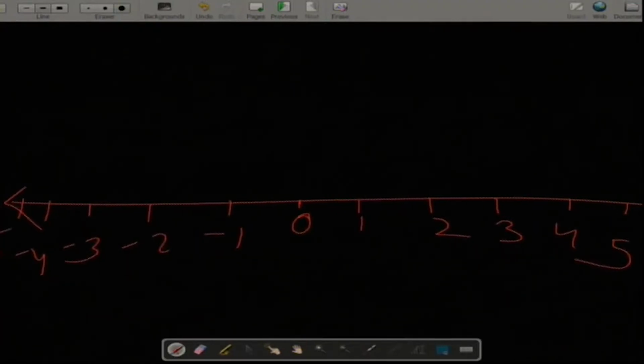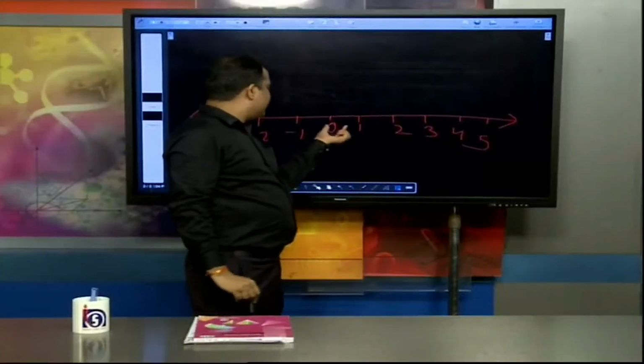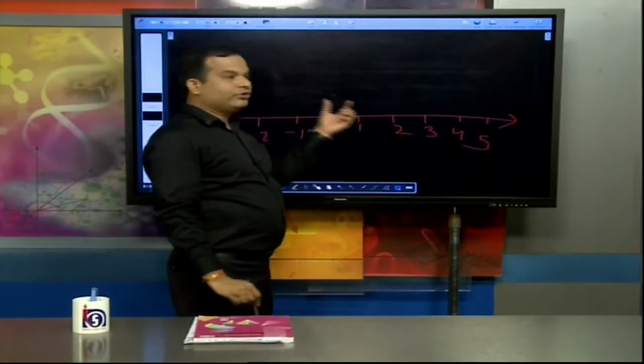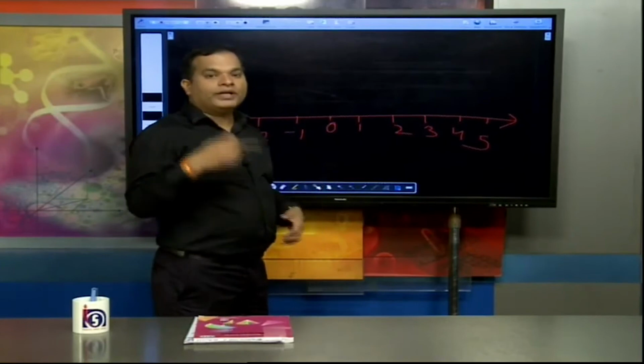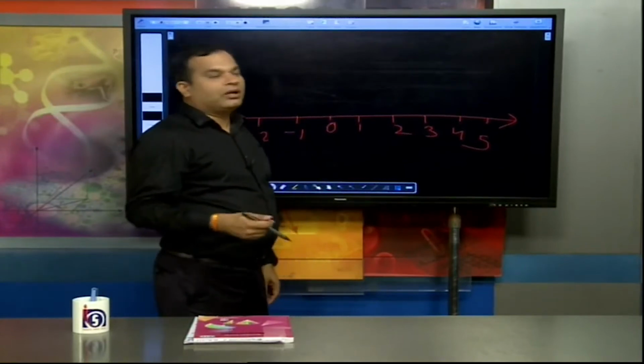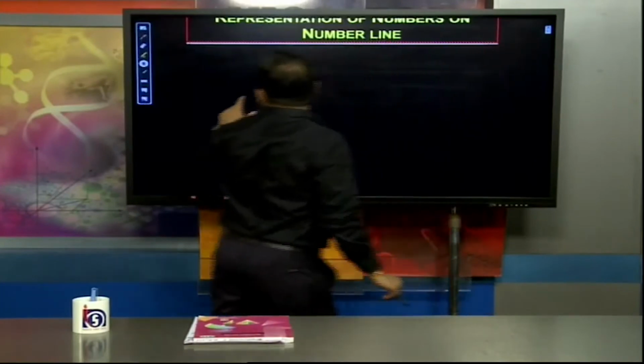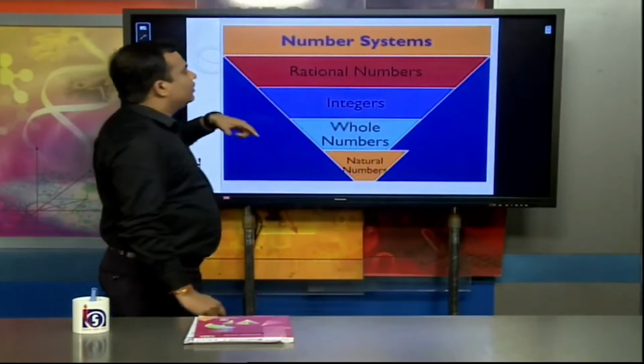On a number line we can represent the whole numbers, we can represent the integers, we can also represent the rational numbers, and we can also represent the irrational numbers. And that is the very important thing: we can represent any number on the number line.